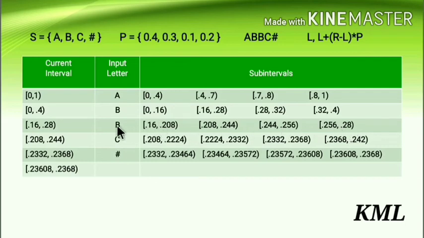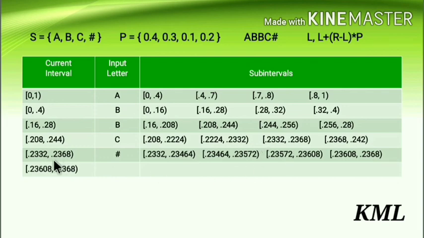Now check the position of B in source. So what is the position of B? Position is 2. So we select the second subinterval as the next current interval. Okay, so next what you have to do, take the next input letter, that is C, divide this into subintervals, you get these values. So this 0.208 comes here, then you get these following values. So now check the position of C in source. The position is 3. So you have to select the third subinterval as the next current interval.